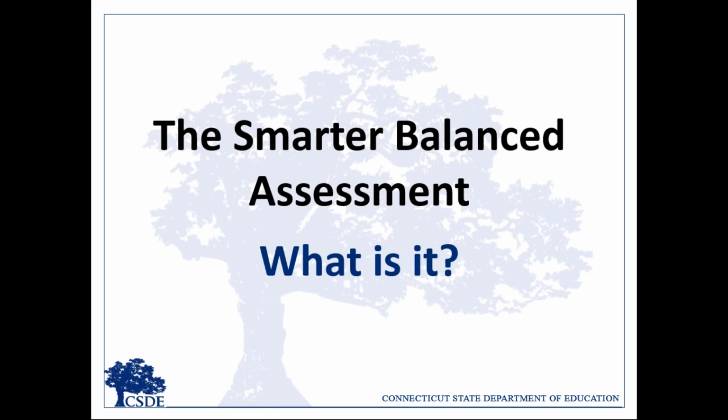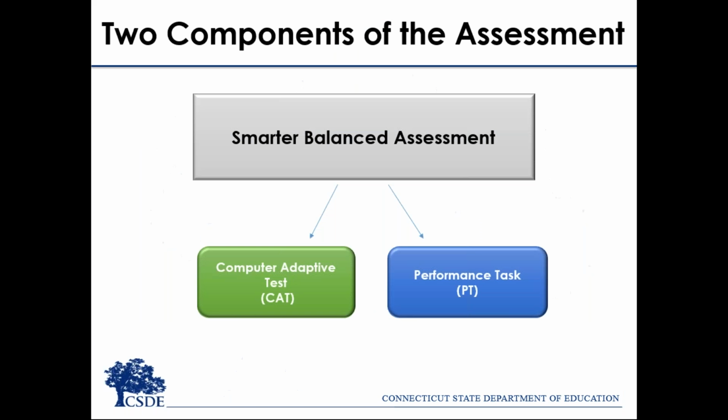The first thing to understand is what the Smarter Balanced Assessment is. The Smarter Balanced Assessment consists of two components. The first component is the Computer Adaptive Test, referred to as the CAT portion of the test, while the second part is called the Performance Task, or the PT.